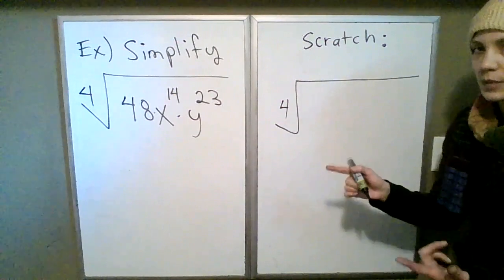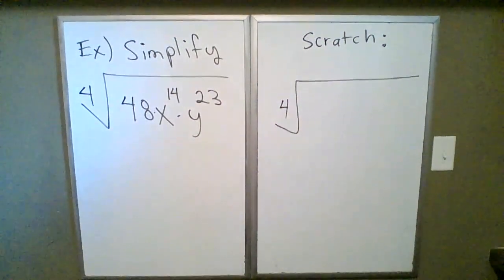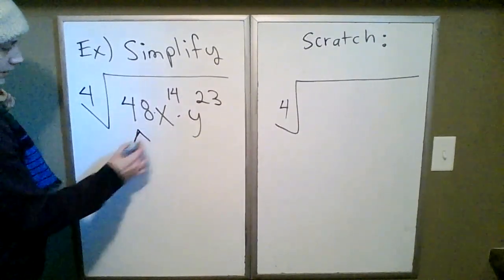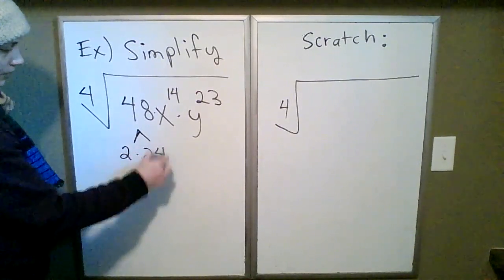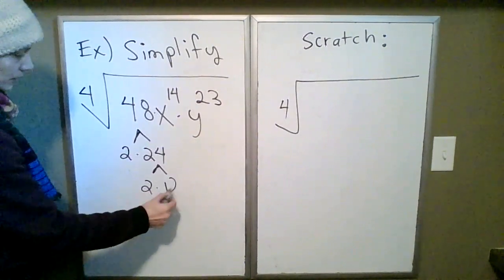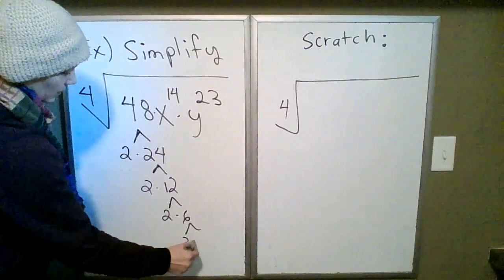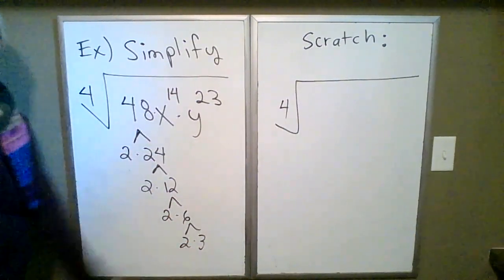I will go over and factor 48. Let's try 2 times 24, that's 2 times 12, it's 2 times 6, it's 2 times 3. So it's 2 to the 4th times 3.